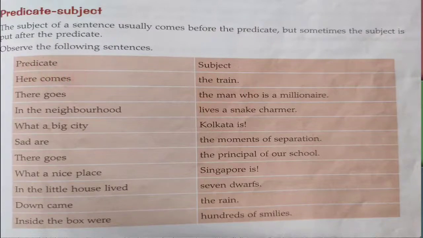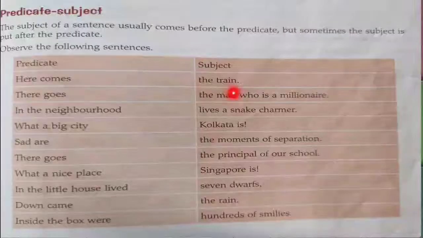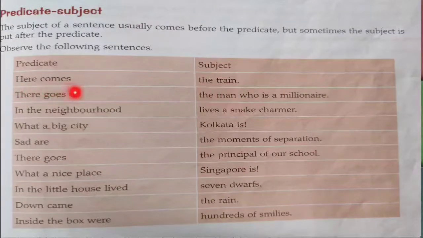Now look at predicate subject. Here comes the train. The sentence is correct, look at here. The train is a noun which comes after. Here comes is a verb, it comes first. So predicate can also come first. There goes the man who is a millionaire. The man who is a millionaire is the subject. There goes, the verb, is the predicate.